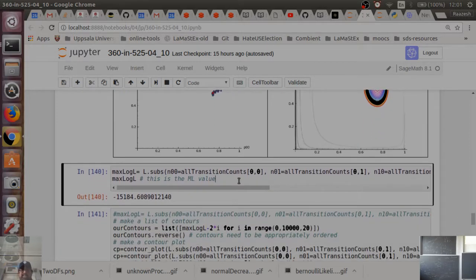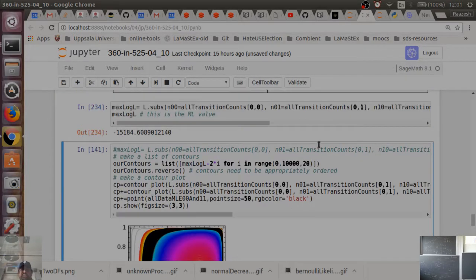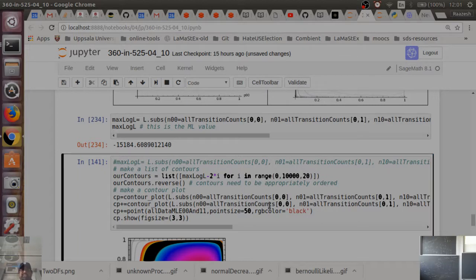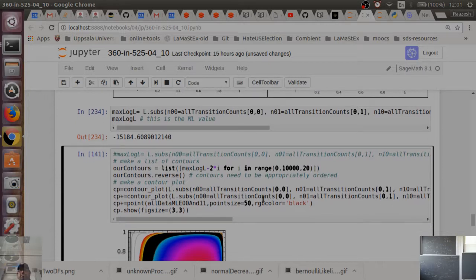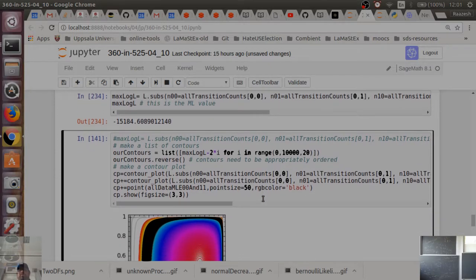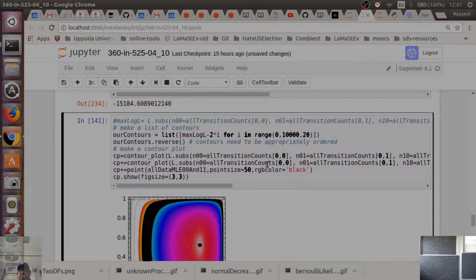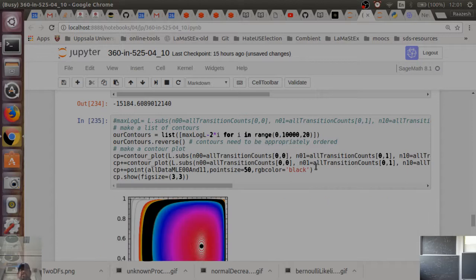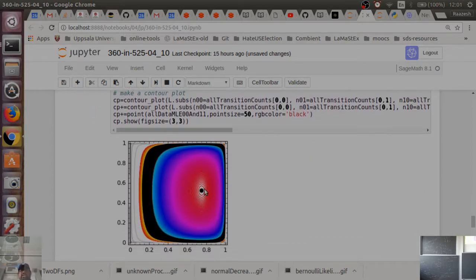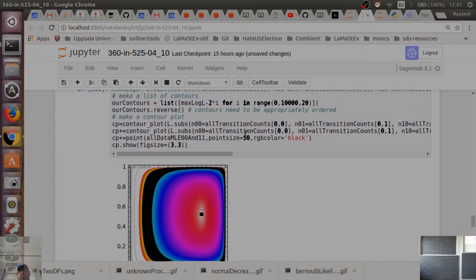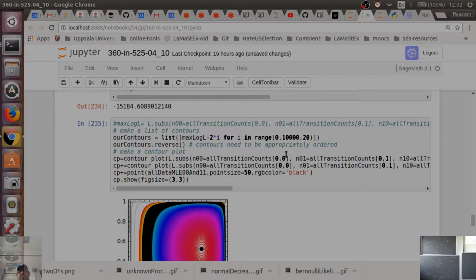So yeah, there it is. So this is the log likelihood value, and I'm just substituting into the likelihood expression the actual transition counts, and I get my actual maximum log likelihood value at the MLE, the maximum likelihood estimate. And this thing just shows us the contours of the log likelihood, and this is where the MLE is. So this is also really nice if you want to get into the syntax of contour plotting in SageMath.